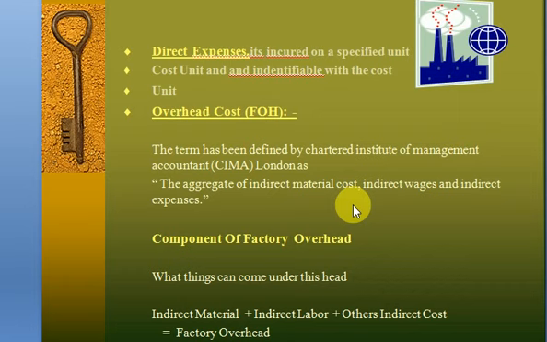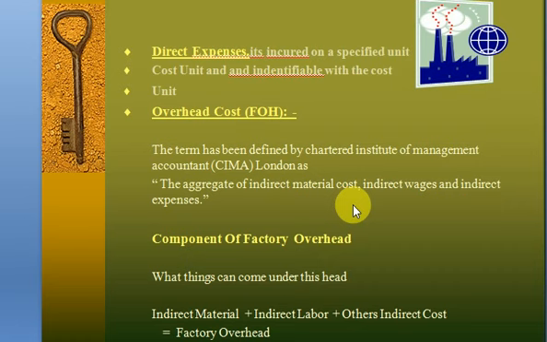So let's start from the previous lecture, overhead cost. In the overhead cost, we studied that all the indirect cost, either that is indirect material, indirect labor, or indirect expenses, will be called overhead cost. Now overhead cost is classified on the basis of their qualities into two main categories: functional and behavioral.